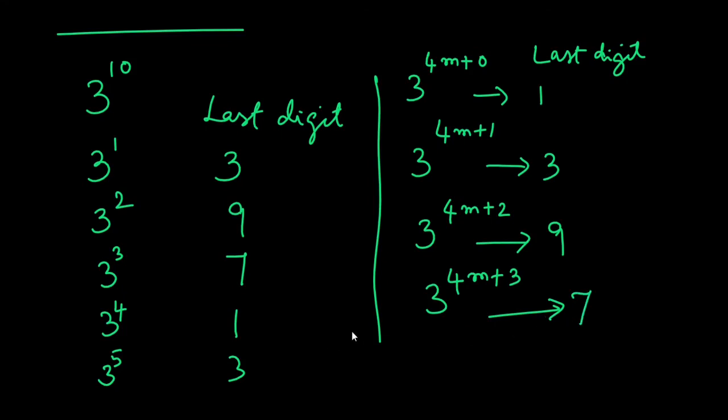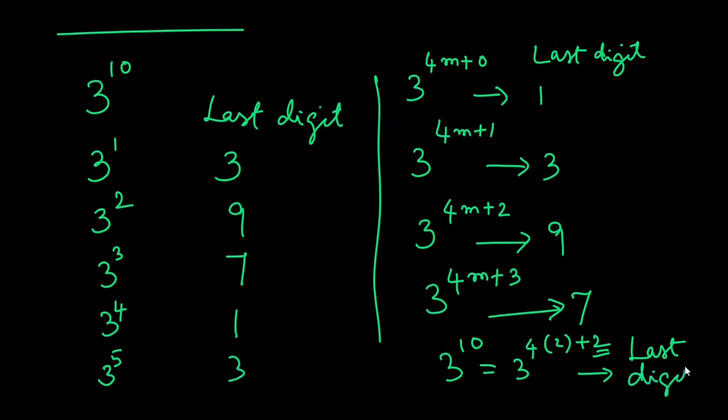What we are asked is 3 power 10. 10 can be written as 4 into 2 plus 2. Here we got a 2. So the last digit is 9.